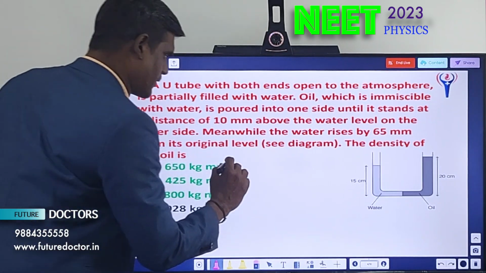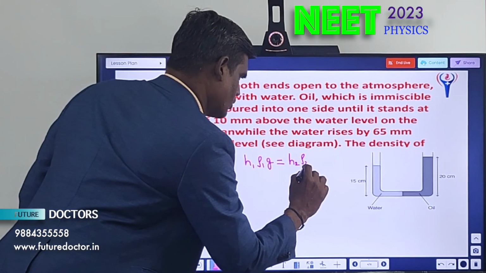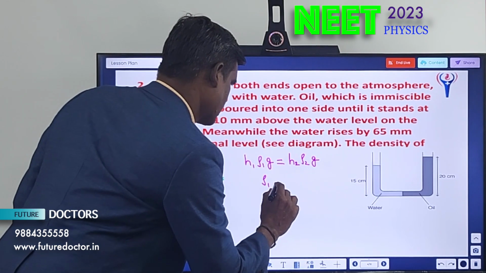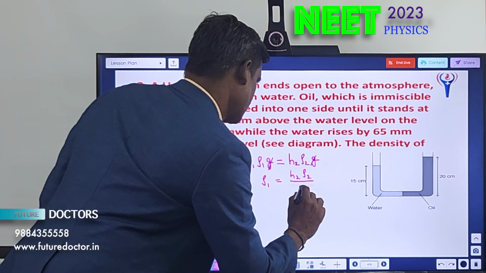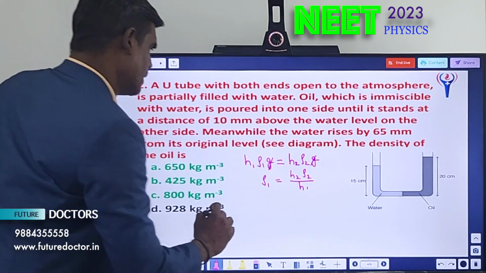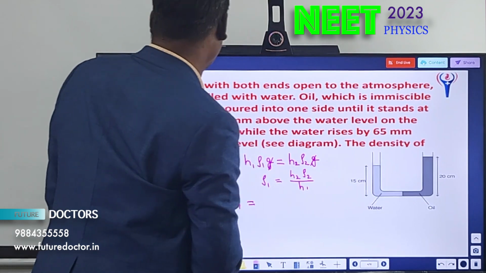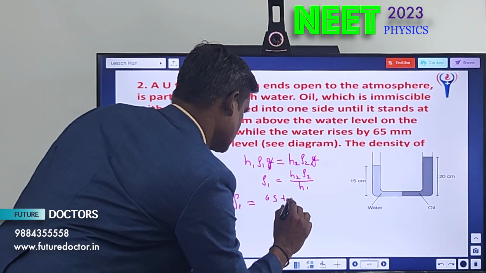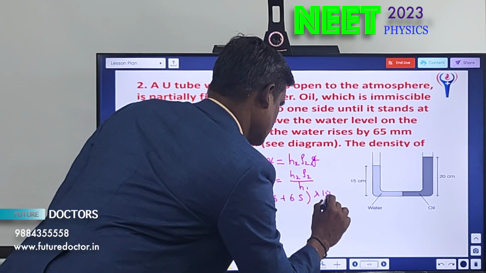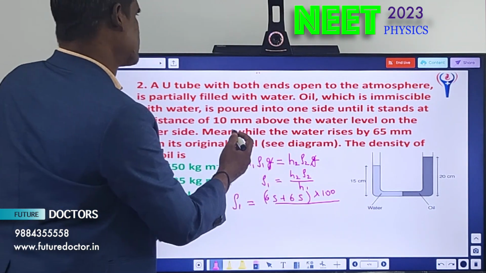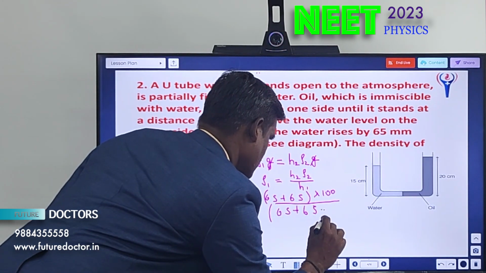This is also the same formula as previous. That is H1 rho 1 G equal to H2 rho 2. Here you want to find rho 1. Rho 1 equal to, G getting cancelled, H2 rho 2 by H1. H2 is 65 millimeter plus 65, into density. Density of water is 1000, into 1000, divided by 65 plus 65 plus this 10.